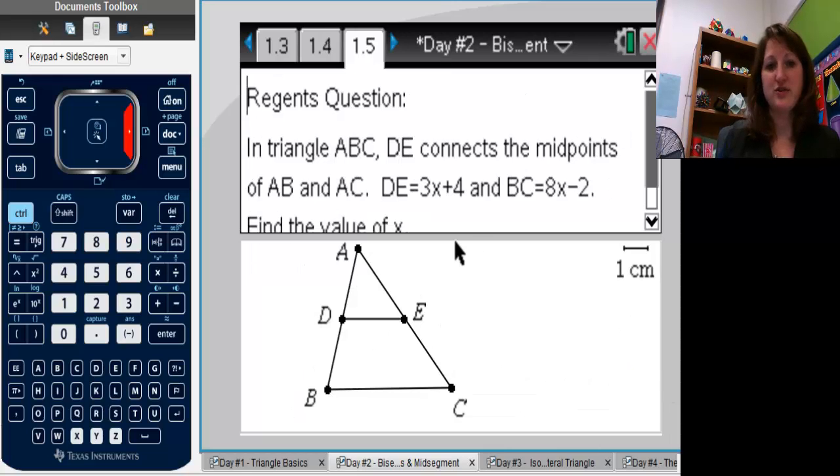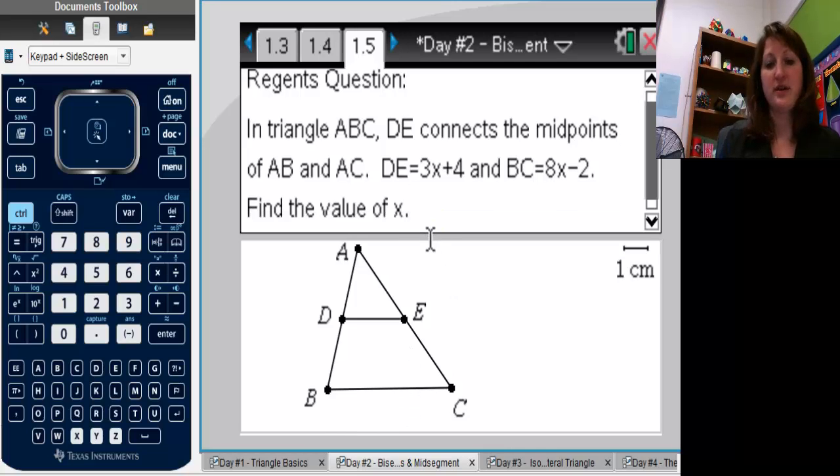Okay, another regions question. This time we're told that we have triangle ABC, and DE connects the midpoints, so that's our midsegment. We're told that DE is 3x plus 4, and BC is 8x minus 2.